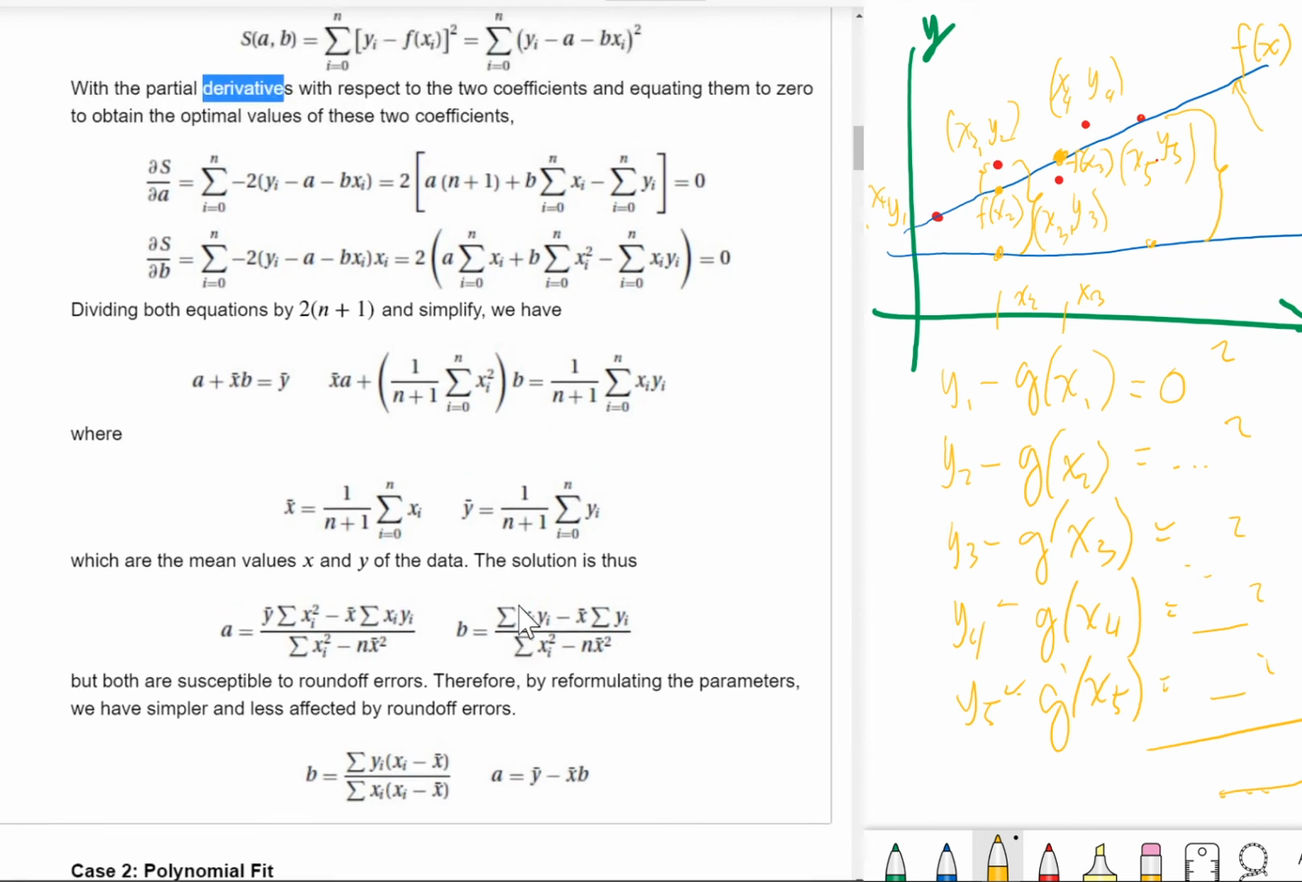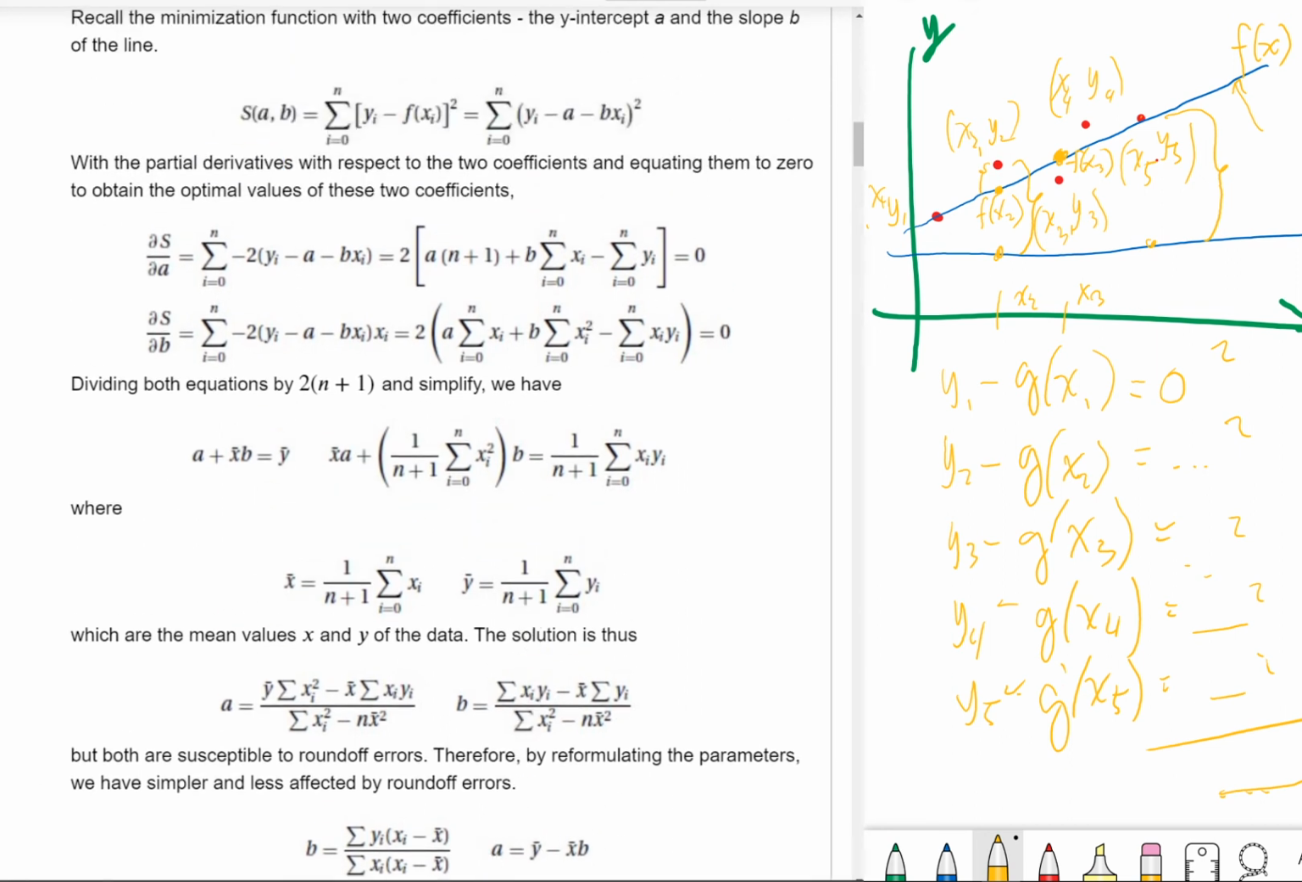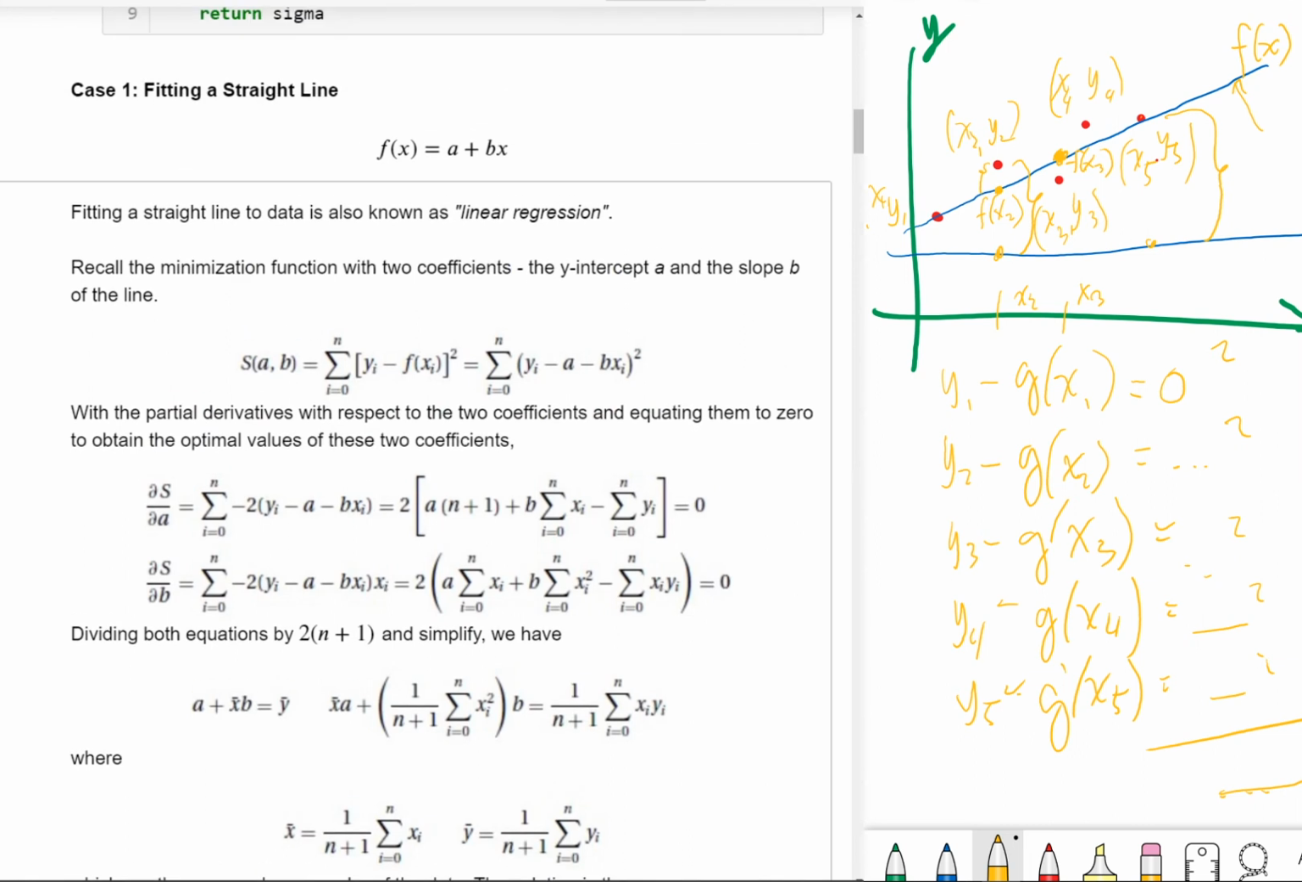Okay, so that's it. So that's the idea of linear regression, or fitting a straight line, or fitting the data points with a straight line. Okay, the function a plus b x. So this is the very simple illustration of the least square curve fitting.